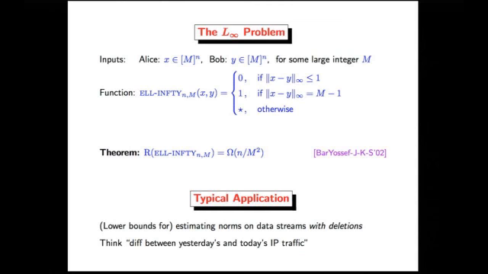So this also has many applications, and a typical application is lower bounds for estimating norms for data streams with deletions. Data streams with deletions come up naturally if you want to do something like, what is the difference between yesterday's IP traffic and today's IP traffic? You can imagine this as inserting all of yesterday's IP traffic and then deleting off today's IP traffic, and therefore getting a different stream. And any kind of interesting thing you want to estimate for that will, at some level, be solving a version of the L infinity problem.